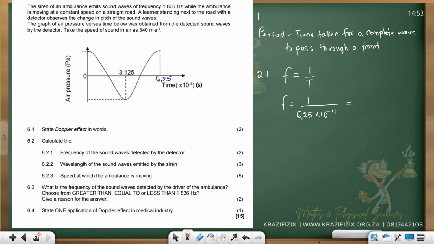What's your frequency going to be? 1,000 hertz. 1,600 hertz. Are we on the same page there? Please talk to me. That's very, very important. Once you see a graph like that, please expect that.